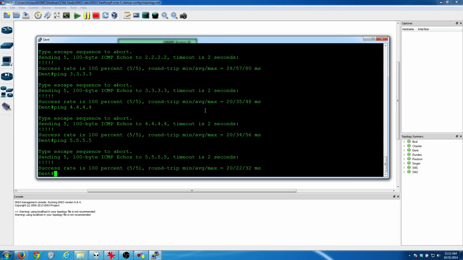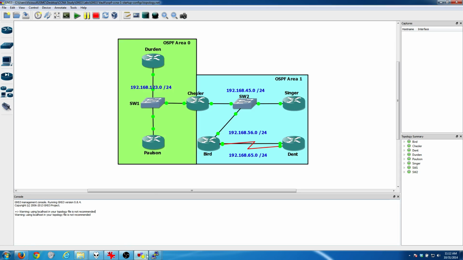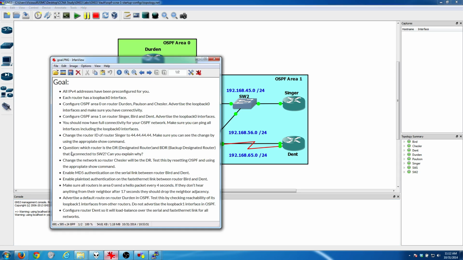As you can see, all our pings are going through. We have full routing now, so we're good to go on that. Let's pull up goals again. What's next? So we've done OSPF, full connectivity.